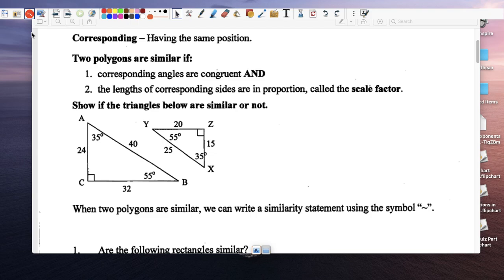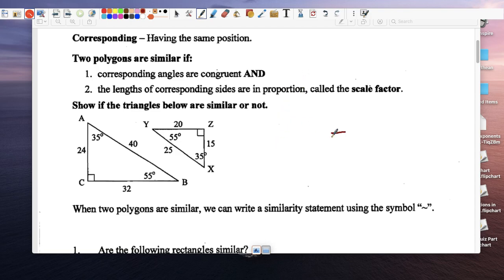So two polygons are similar if the corresponding angles are congruent, which means they have the same shape, and the lengths of the corresponding sides are in proportion, called the scale factor. We'll talk about scale factor tomorrow. So let's look at these two triangles and see if they're proportional.